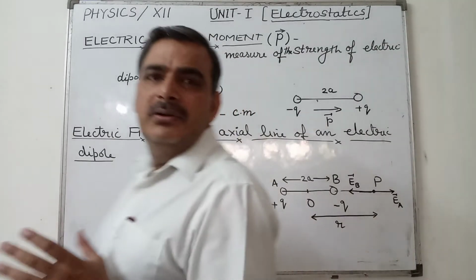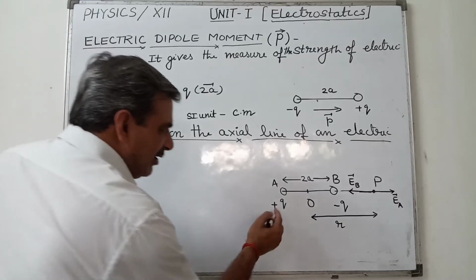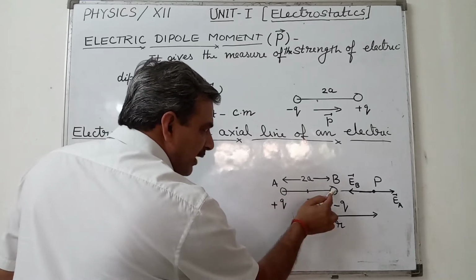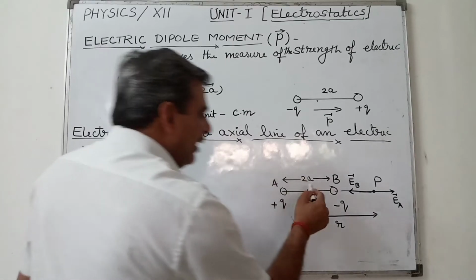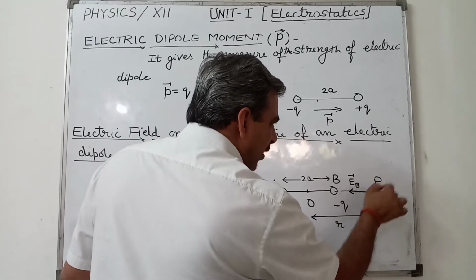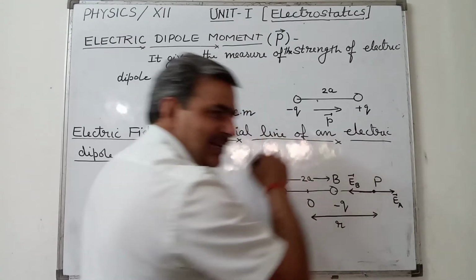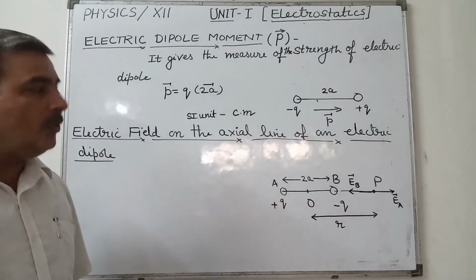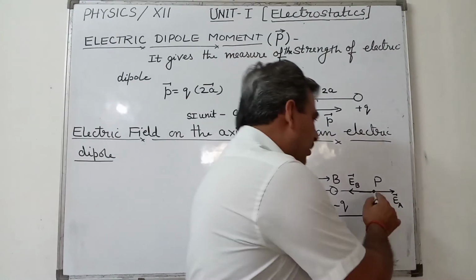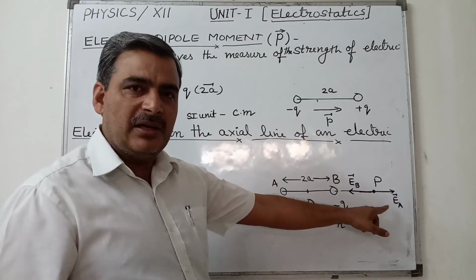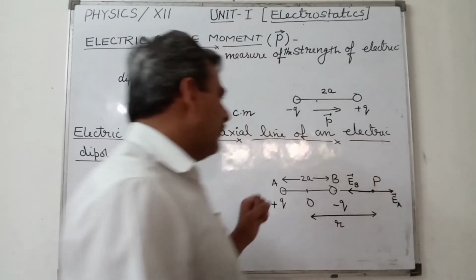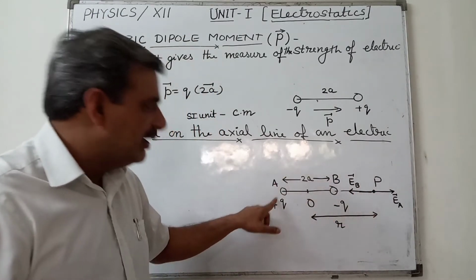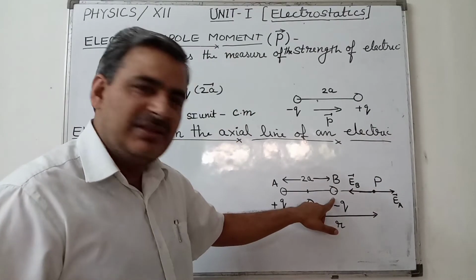So how can we find that? Just look at this. Consider an electric dipole AB having charges plus Q and minus Q, having length 2A, with center at O, and suppose somewhere here there is a point P which is lying on the axial line, at a distance R from the center O of the dipole. We have to find the electric field at this point P. To find the electric field at the point P, we have to first find the electric field at P due to this charge, then the electric field at the same point due to this charge.